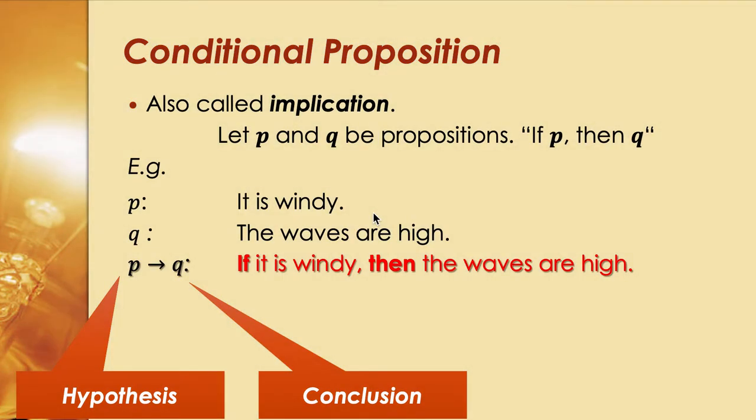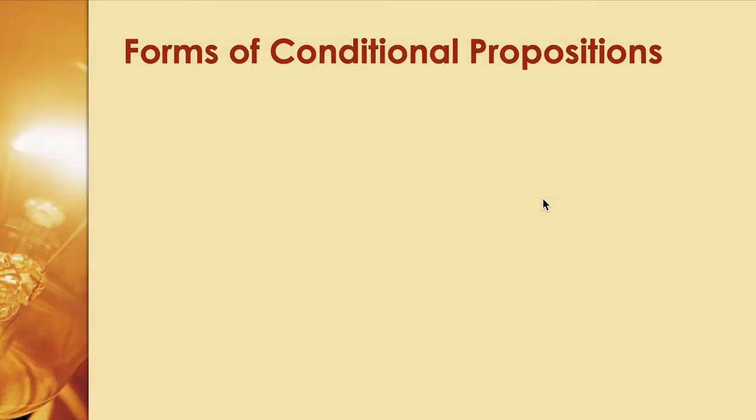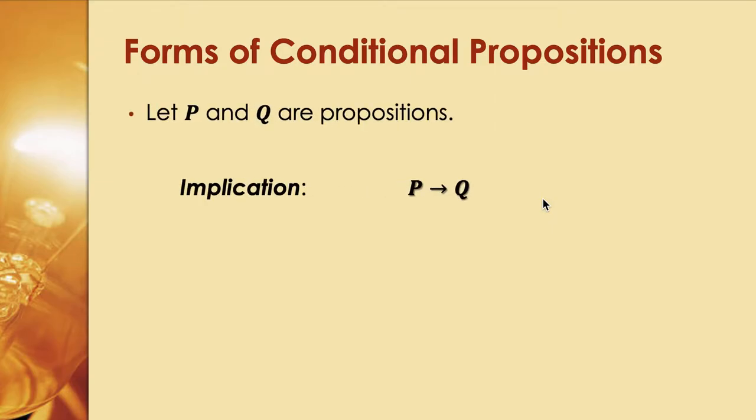Recall a conditional proposition, also called an implication, is in this form. We have an arrowhead which shows us that if P then Q, or P implies Q. We actually have three more forms for it. The first form is simply the conditional or the implication. Let's show the three more forms. Let P and Q be propositions. An implication will be something like this: P implies Q. This is our original conditional.